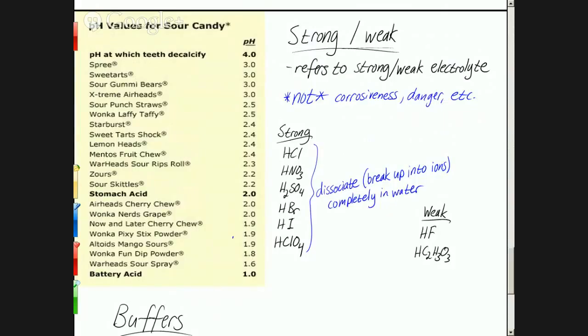We should also mention, we didn't say anything about bases here, but same idea. A strong base is one that dissociates completely in water, breaks apart. Sodium hydroxide is an example of that. When you put that in water, it's all sodium ions and hydroxide ions, and there's no sodium hydroxide together left anymore. But some other bases like ammonia do not break apart completely. So those are considered weak bases. And again, not a measure of how dangerous or corrosive it is, just a measure of how it forms ions, how it forms electrolytes in solution.